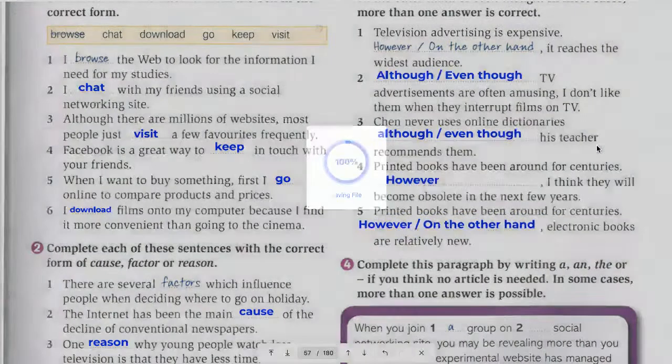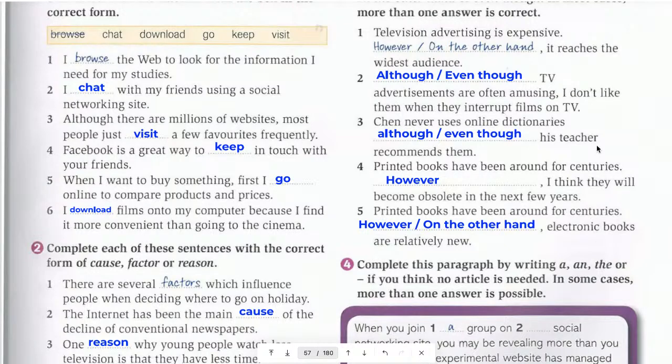Do you have any questions? Yes or no? Number 2, interrupt. What does that mean? When they interrupt films on TV, what does that mean? Interrupt just means to stop something from happening, something like that.